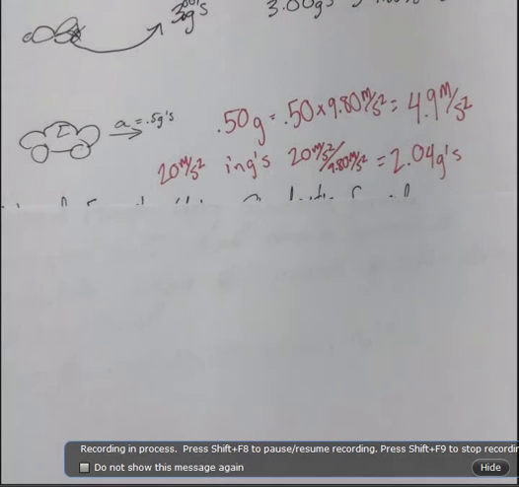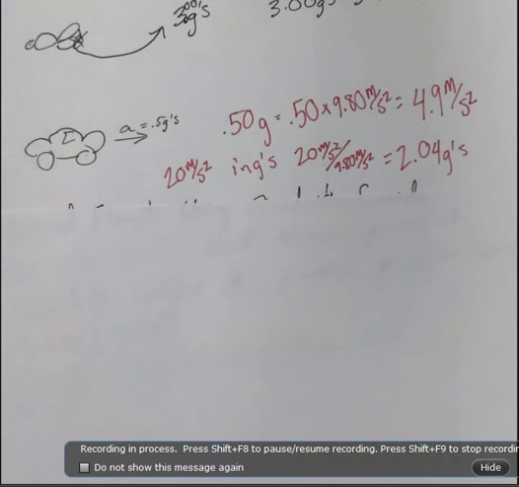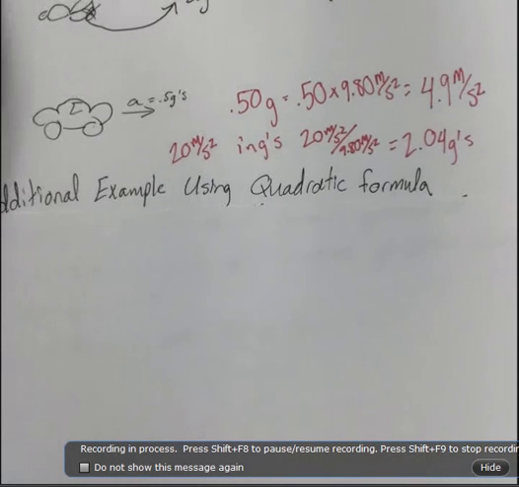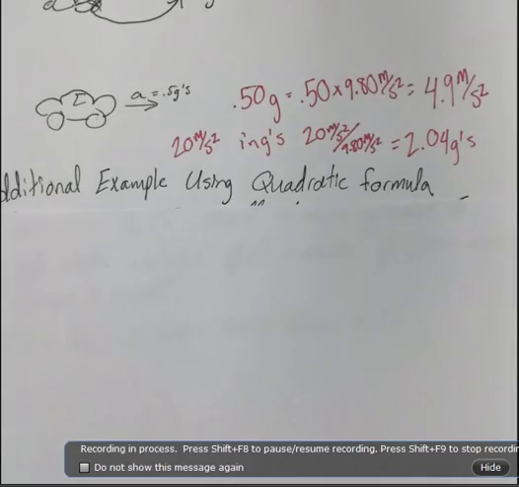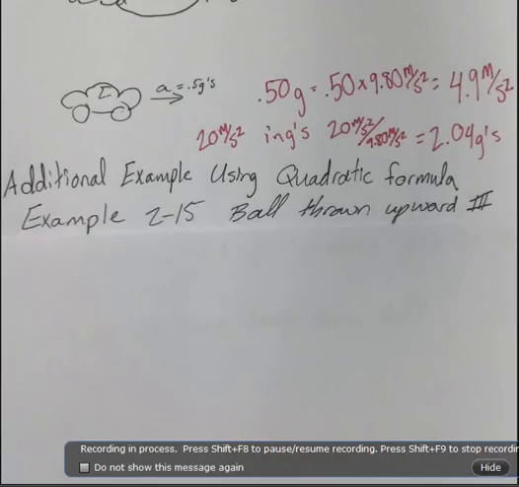Okay, so that brings us to our last example for this video. And the last example for this video is using quadratic formula, right? When there's more than one time that could be the solution for the same problem. All right, so we're going to take a look at Gil.